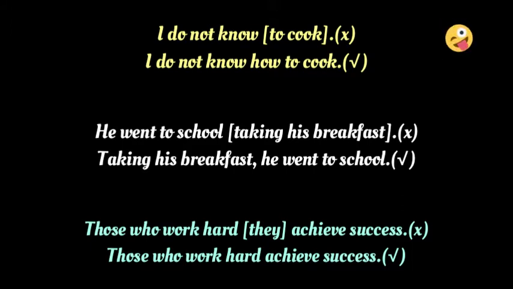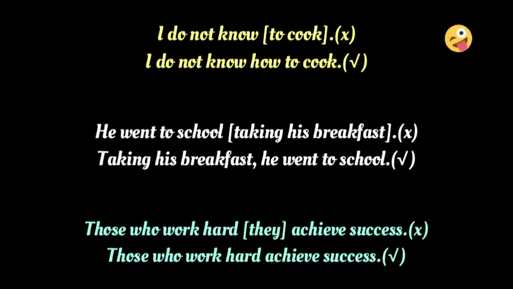So the participle phrase taking his breakfast should be placed immediately before the subject he. Otherwise, the participle phrase may seem to modify an unrelated or unintended noun in the sentence. Such an error is known as the misplaced modifier or unattached participle in English grammar.